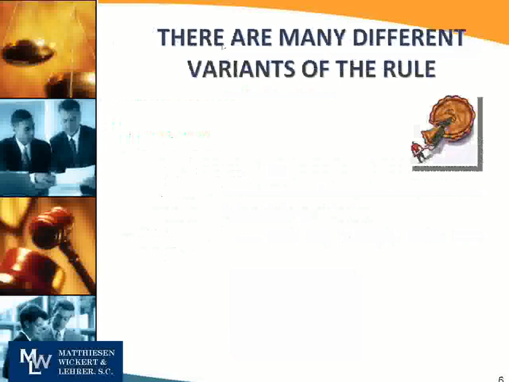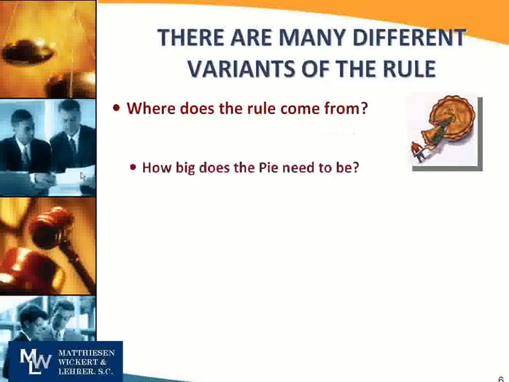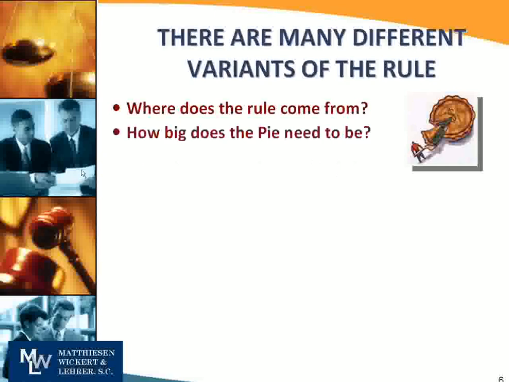But there are many different variants of the rule. I don't want to leave you with the impression that the made-whole doctrine is the same everywhere in the country, that it simply holds that the plaintiff has to be made whole before the insurer can subrogate, because that's not necessarily the case in all the states where the made-whole doctrine is applied. You've got to know what you're dealing with in the jurisdiction that you're dealing with. So some of the questions that we'll look at and try to answer today are: where does the rule come from? How big does that pie need to be before I can recover it?